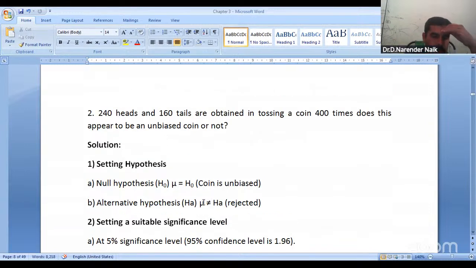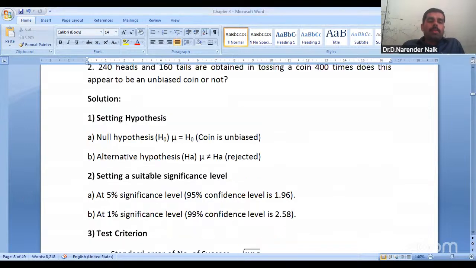So you, my dear students, observe carefully. See, we need to give importance to 240 heads only. After tossing a coin 400 times, we got 240 heads. So ultimately 160 is the tails. But we have to give importance to 240 heads only. Right, you observe carefully.